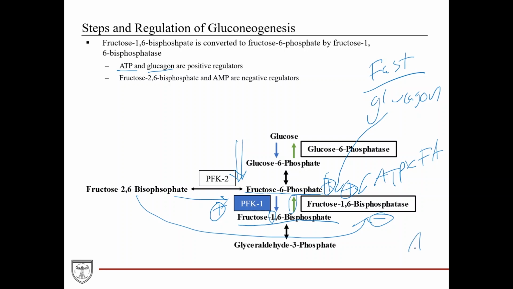The other thing is AMP is also a negative regulator of fructose 1,6-bisphosphatase, and remember AMP is a positive regulator of PFK1, so same concept. And remember, AMP reflects the energy state of the cell. In low energy states, you're going to have high levels of AMP, hence why you're carrying out glycolysis, because you want to eventually produce ATP to provide energy for the cell. So again, AMP levels influence these two enzymes as well.